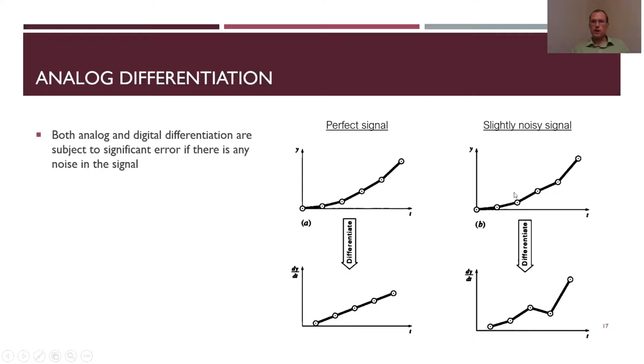If I look at a noisy signal, so these things are offset up and down a bit, my slope jumps up and down all over the place. So the actual value of the slope goes up, goes down, goes up. And so you get this really messy differentiated signal. So even though the input signal is only slightly noisy, the output signal is actually very noisy. So you can have some significant error in there.